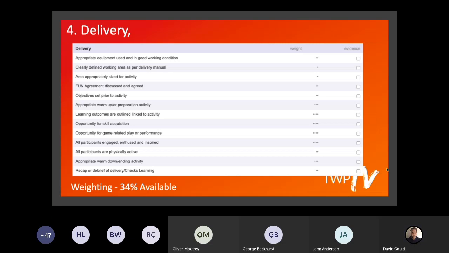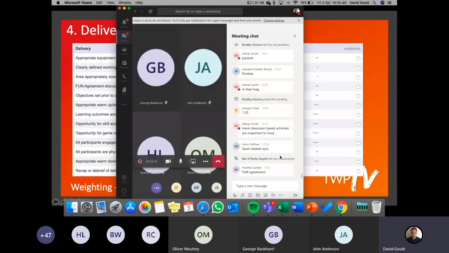Anyone know? Any points on there that may be unachievable or haven't been achieved when you've been assessed yourselves? Or have you all achieved 34% in that section? Nope. Okay, there's no comments coming in.